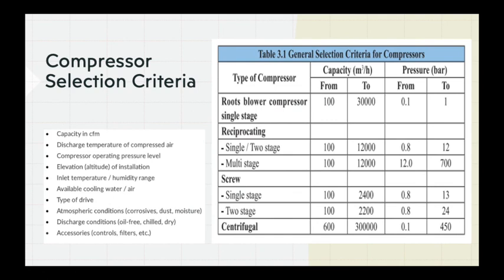So in this slide I have discussed the basic selection criteria of a compressor. The first and foremost criterion is the capacity. The second is the discharge pressure of a compressor. The third is the compressor operating level, then the elevation, the inlet temperature, the humidity, the availability of cooling water, and the atmospheric conditions, whether they are dry, whether they are corrosive, or many other things. All these factors play a major role in selecting the type of compressor.